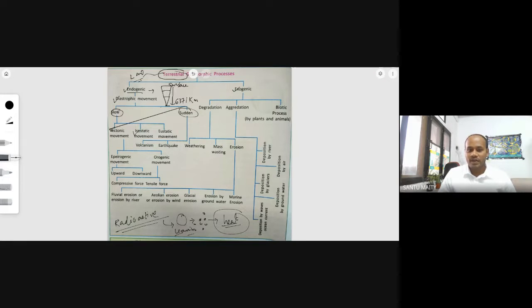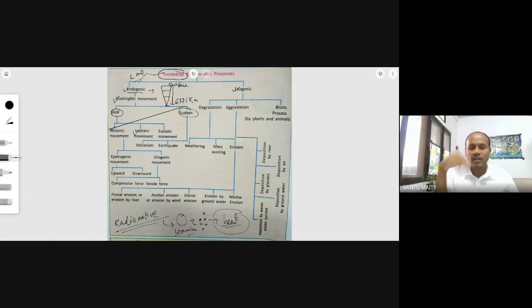Isostatic movement is another type, where sometimes the sea water level will fall down, and sometimes the sea water level will increase. As for example, in recent days, because of climate change and temperature increase, the ice at the polar region is melting, and because of the melting of the ice, the global sea water level is rising.